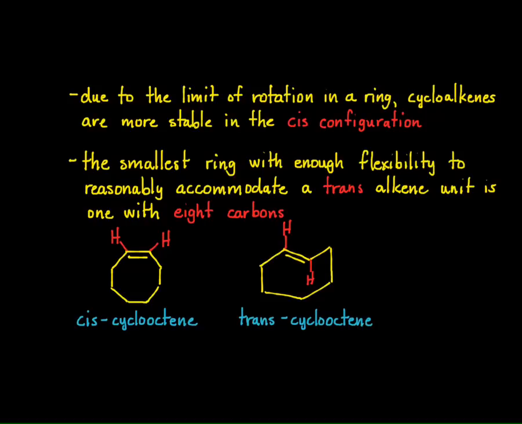Now it happens that even with as large a ring as 8 carbons, the trans configuration is still 11.5 kilocalories per mole less stable than the cis configuration. So what we're going to be dealing with most of the time is 6-membered rings or fewer, and therefore generally speaking, cycloalkenes are going to take on that cis configuration, and that's going to be assumed for the most part.